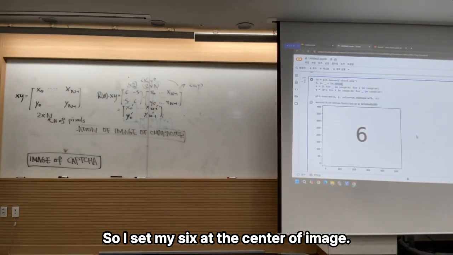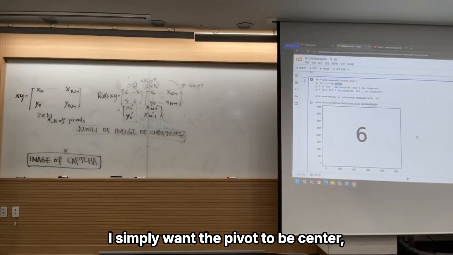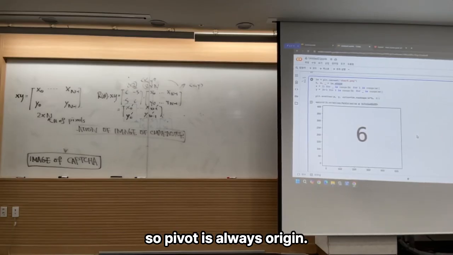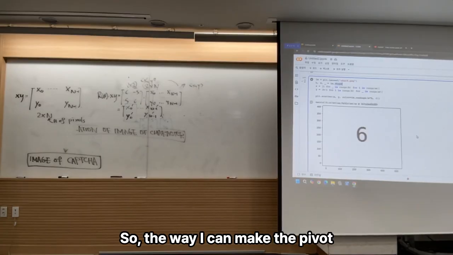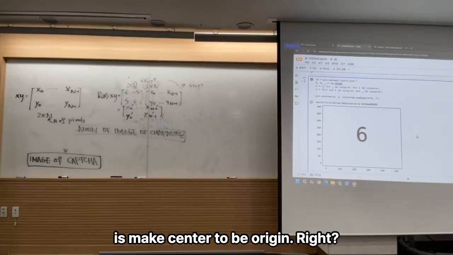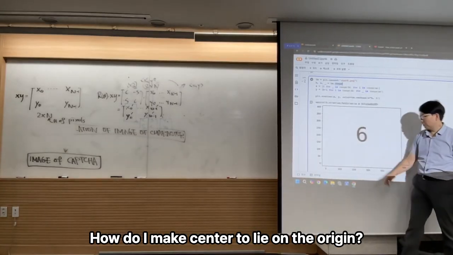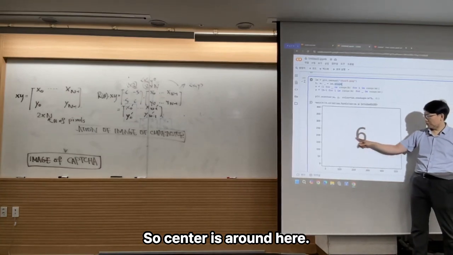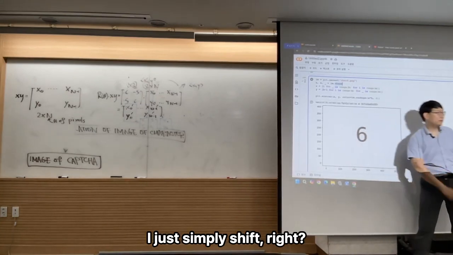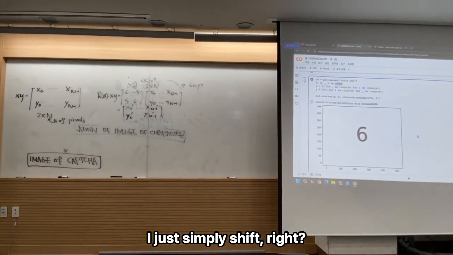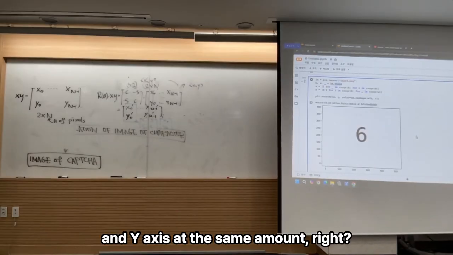So I set my 6 at the center of image. I simply want the pivot to be center. So pivot is always origin. So the way I can make the pivot to be center is make center to be origin, right? How do I make center to lie on the origin? So center is around here. I just simply shift, right? Shift all the x and y axis at the same amount, right?